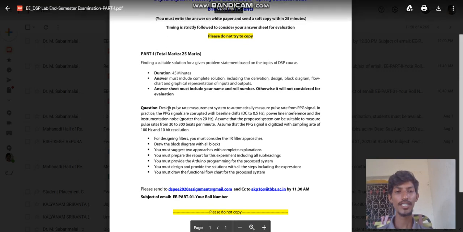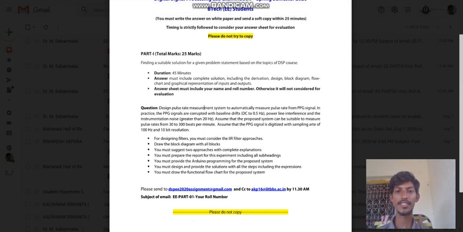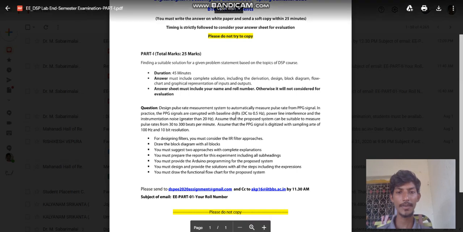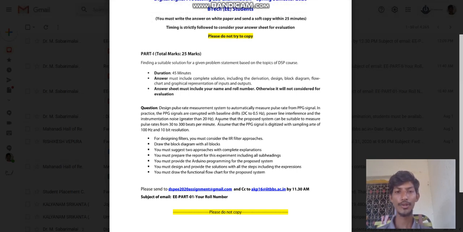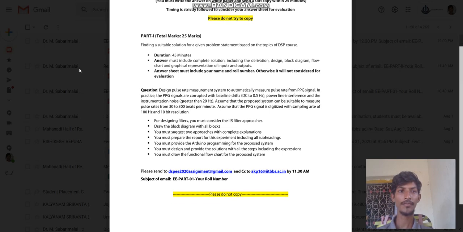So we have this question to design a pulse rate measurement system which measures pulse rate from a PPG signal. And in reality we have PPG signals corrupted with instrumentation noises, power line interference and baseline drifts. So we have to remove those from the PPG and measure the pulse rate. So this is the question.